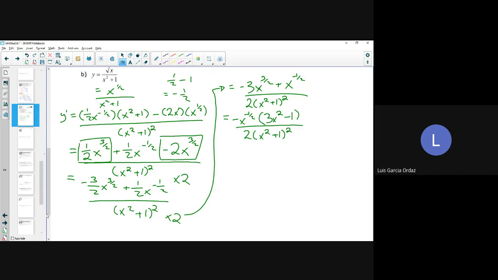Because we don't want a negative exponent in the numerator, all we're going to do is take x to the negative 1/2 and bring it to the bottom, which gives us negative 3x squared minus 1 over 2 times the root of x multiplied by x squared plus 1 all squared. You don't have to bring the negative back in. You can leave it as this. So that means the derivative of root of x over x squared plus 1 is negative 3x squared minus 1 over 2 times the root of x times x squared plus 1 all squared.